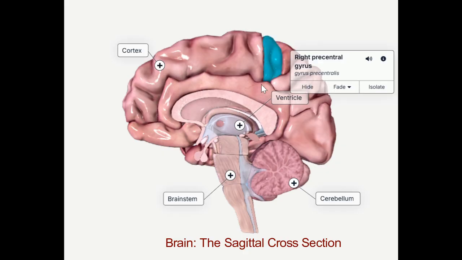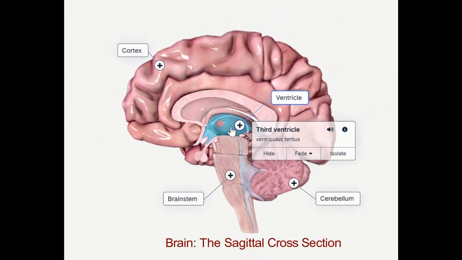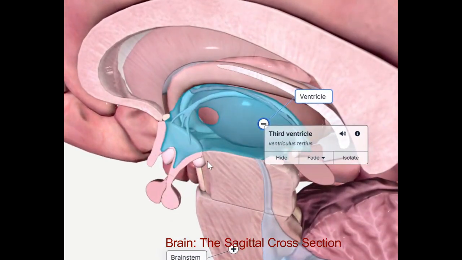Now let's look at the other one, the ventricle. So we've seen the ventricle also here. That is our third ventricle. And we know that the ventricle is also a space within the brain. So there are spaces within the brain.